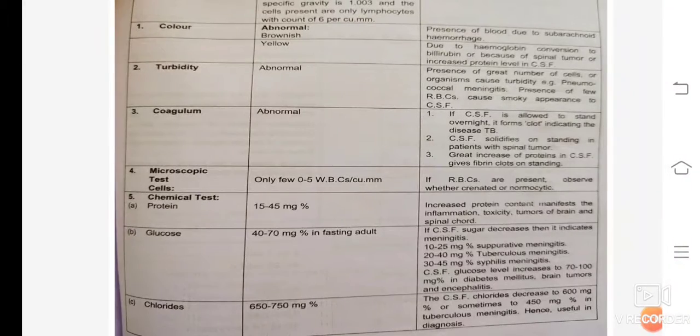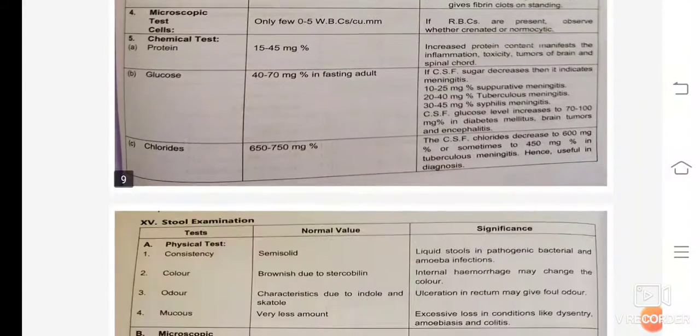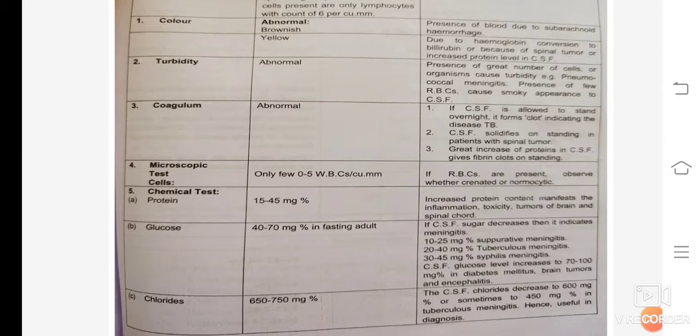Then chemical test. In that, protein, glucose and chlorides. In protein, the normal value is 15 to 45 mg%. Increased protein content manifests inflammation, toxicity, tumors of brain and spinal cord. In glucose, it is 40 to 70 mg%.